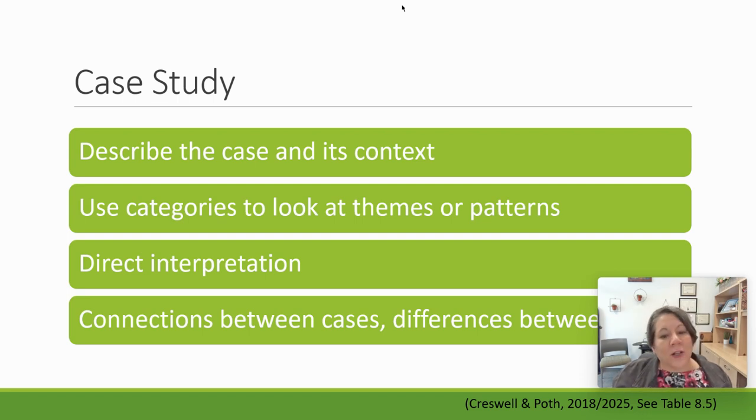What are some of the categories that we're using to look at themes or patterns? How are we then directly interpreting this case study? And if we're looking at more than one case, what are the connections between the cases and what are the differences between the cases? So we're looking in general to define the case and all the different aspects that it has so we can learn as much about this particular condition, experience that people are having within this case.